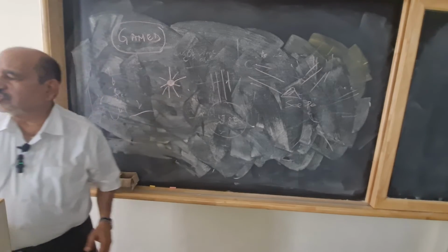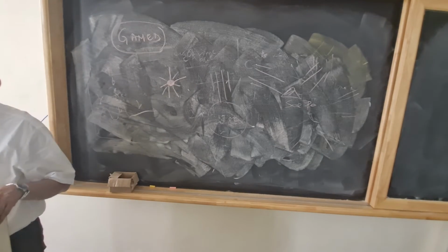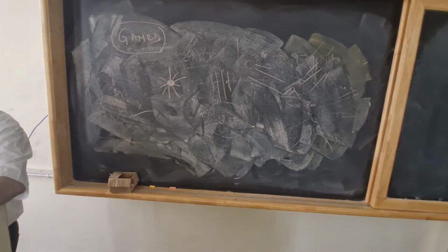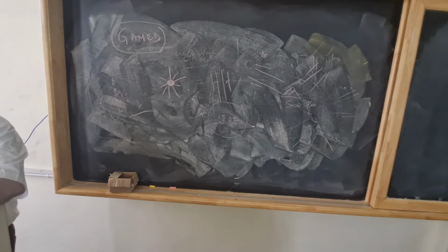IgE is also called homocytotropic antibody. IgE is called a homocytotropic antibody present on the mast cell.